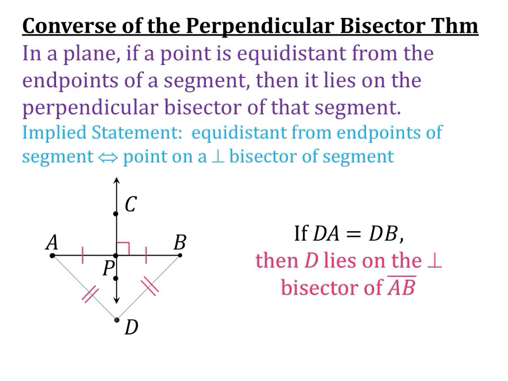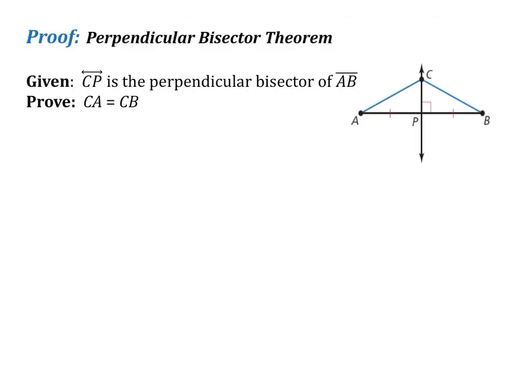And then the converse is where you switch that first statement. So now we're saying that in a plane, if a point is equidistant from the endpoints of a segment, then it lies on the perpendicular bisector of that segment. So again, take time to write this down in your notes, and also take a moment to really look at both of these statements and try to understand, based on the picture and our symbols, what these two theorems are all about. And then try this proof.